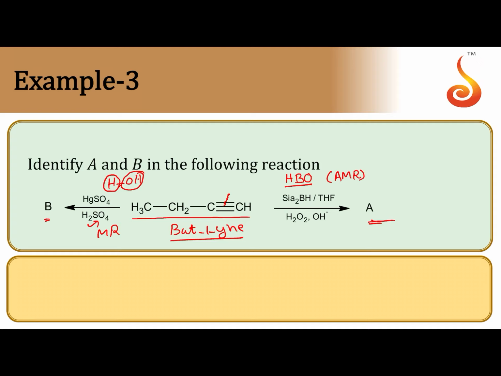After the addition of H and OH, we can get unstable enol forms. Immediately they undergo tautomerization to give carbonyl compounds. So let us take towards A.